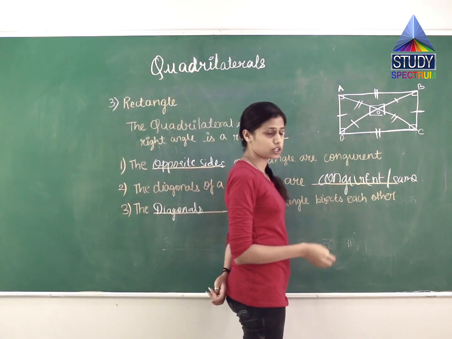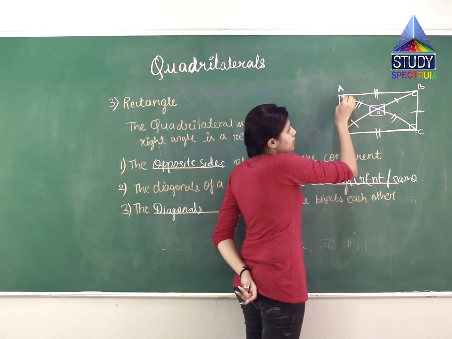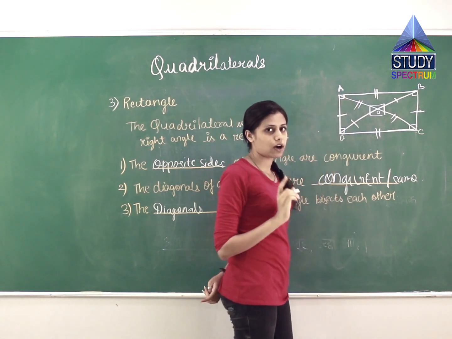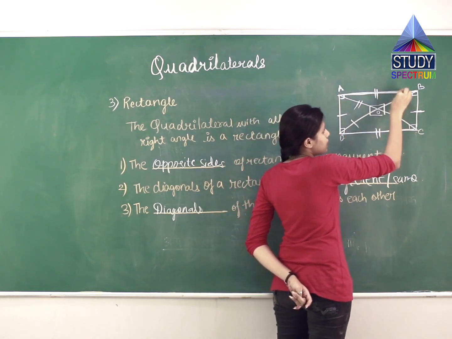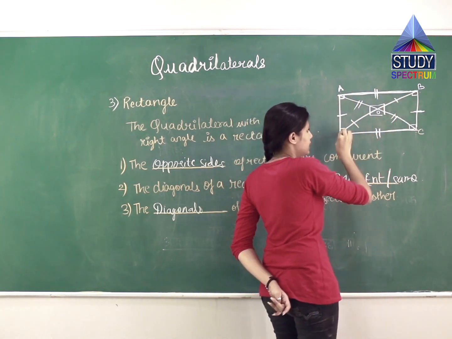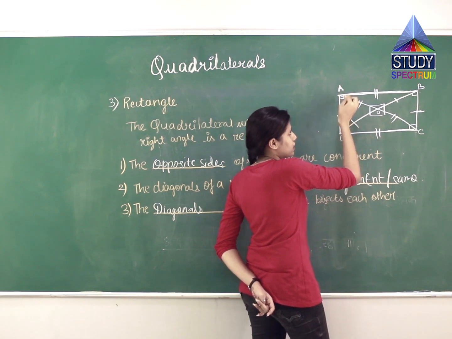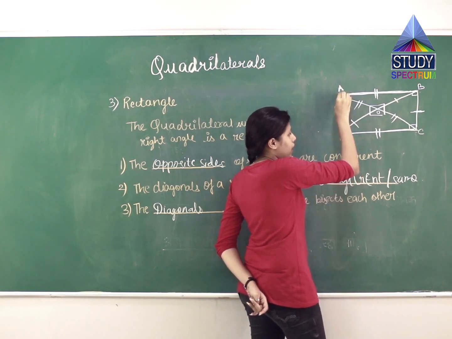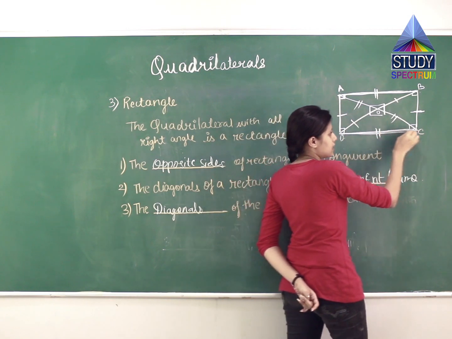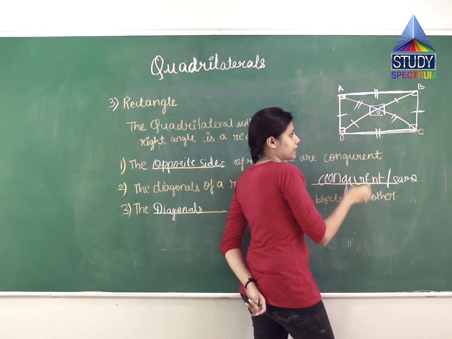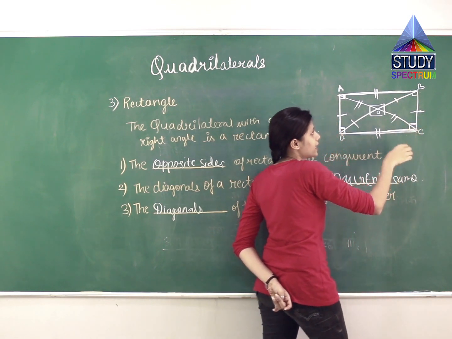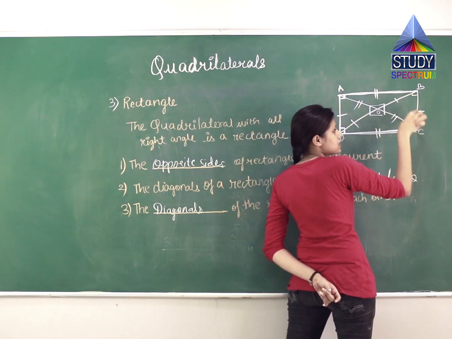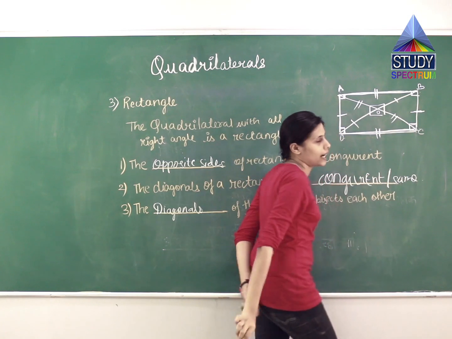Besides this, the other feature is that, as said, in a rectangle all angles are 90 degrees, that is, right angles, like this. Angle BAD is 90 degrees, shown by a square mark. Angle BDC is also 90 degrees. Angle DCB is also 90 degrees, and angle ABC is also 90 degrees.